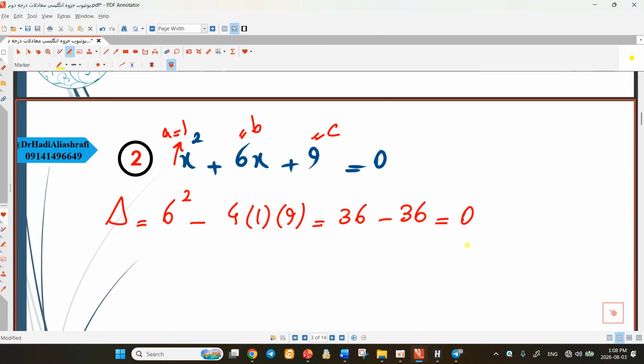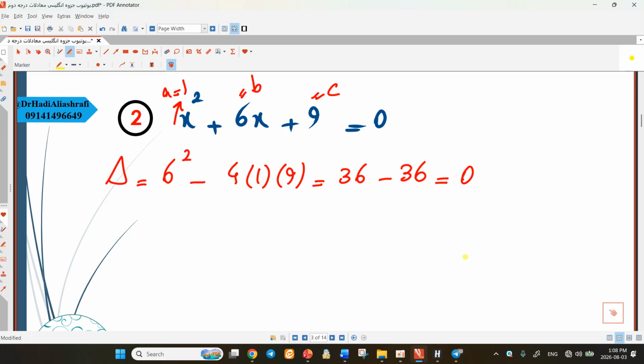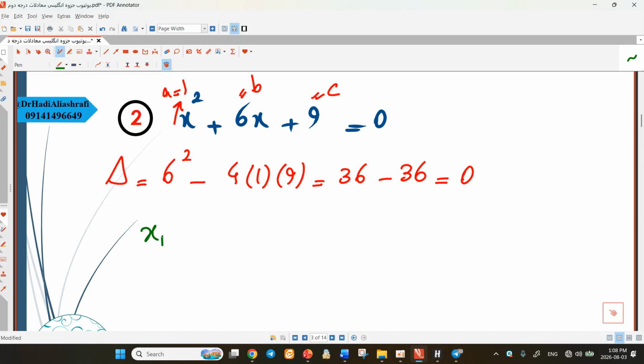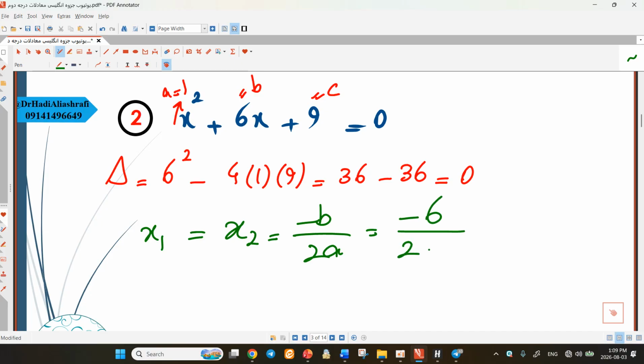Okay, now let's keep on solving this example. And then x1, x2 is equal to negative 6 over 2, which is equal to negative 3.